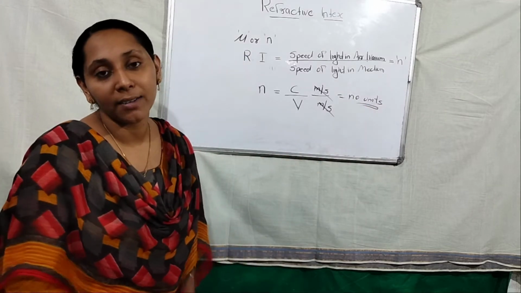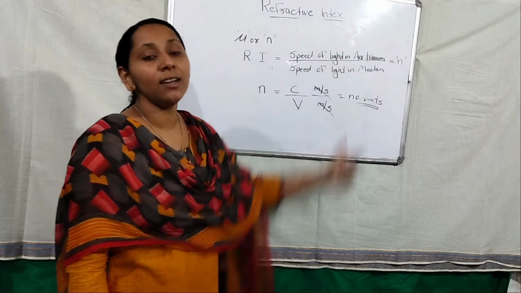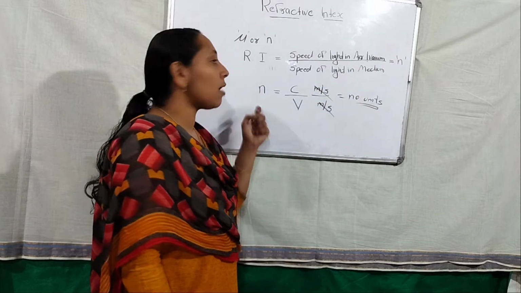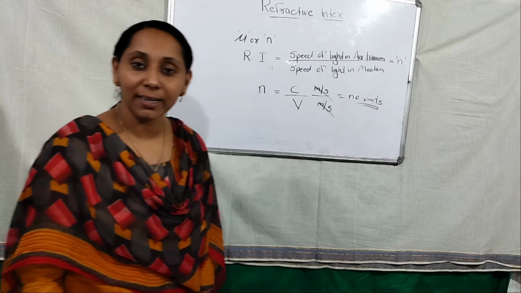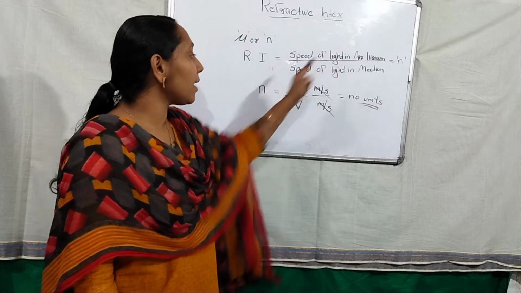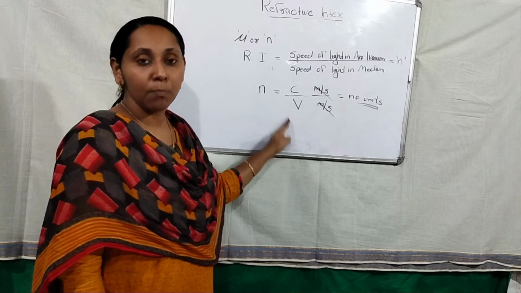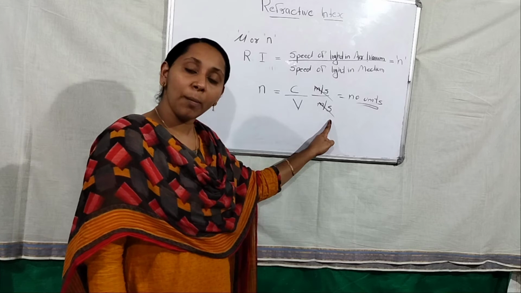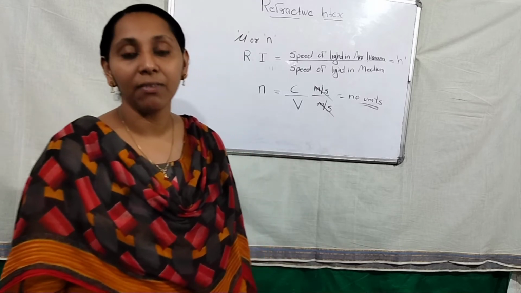I hope you can understand this. What is refractive index? The ratio of speed of light in air divided by speed of light in medium is a constant. That constant is denoted by n or mu. It is called refractive index. Speed of light in air is denoted by c, speed of light in medium is v. Both are speed, and the unit of speed is meter per second. The denominator is also meter per second, so no unit in the case of refractive index.